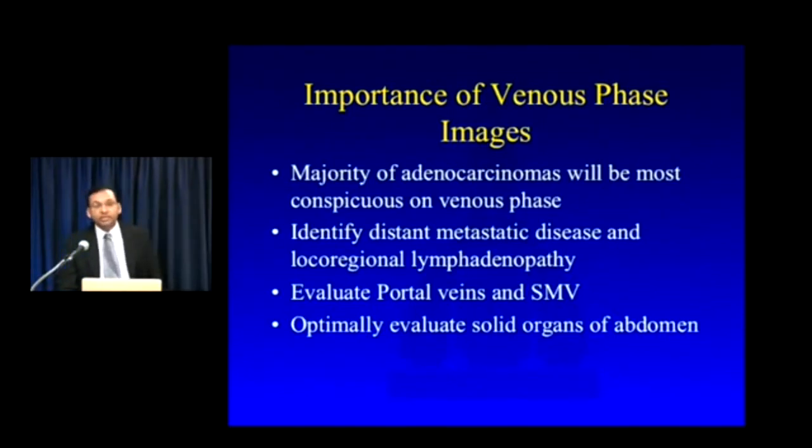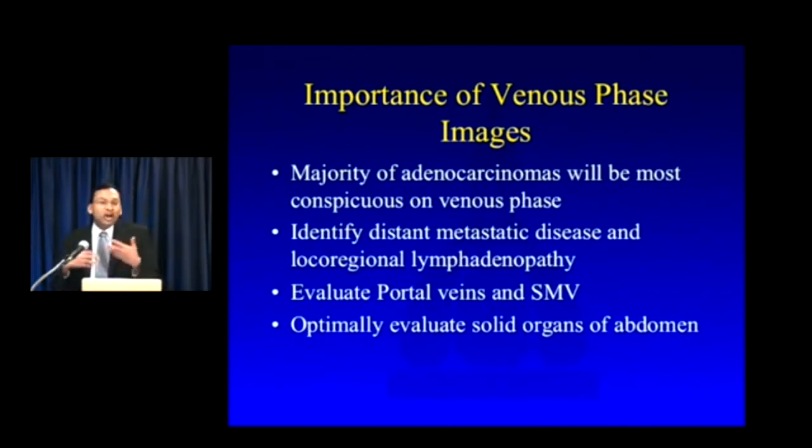Now, the venous phase images, of course, for pancreatic adenocarcinoma are going to be the most important. The vast majority of adenocarcinomas will be most conspicuous on the venous phase, and identifying metastatic disease, especially to the liver, and local regional lymphadenopathy, again for pancreatic adenocarcinoma, is going to be best done using the venous phase. Now, on top of that, determining a tumor's resectability will always entail looking at the portal veins in the SMV, and that's best done on the venous phase images.